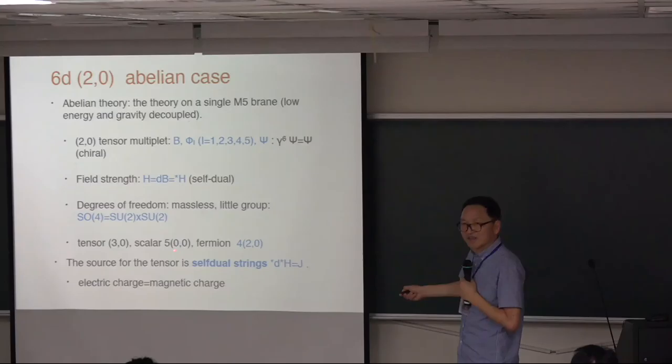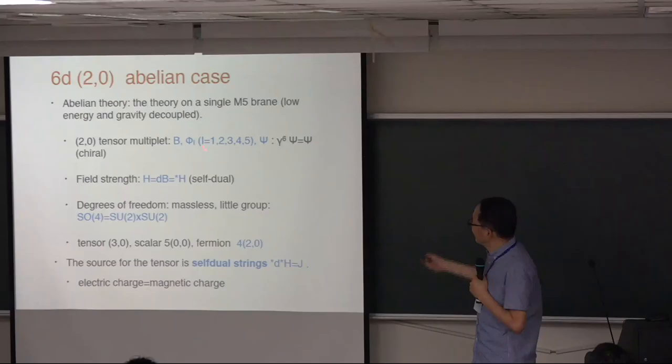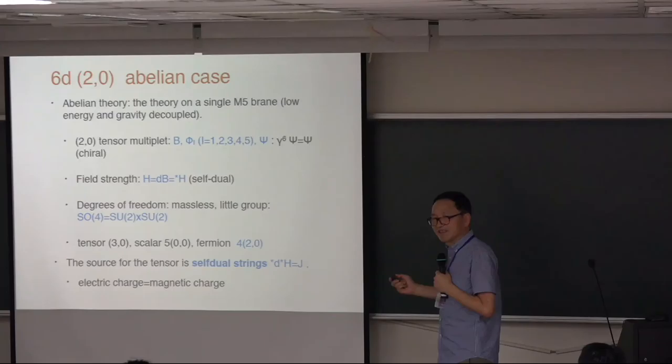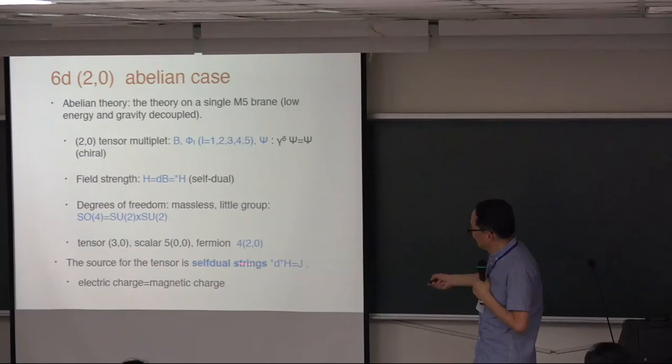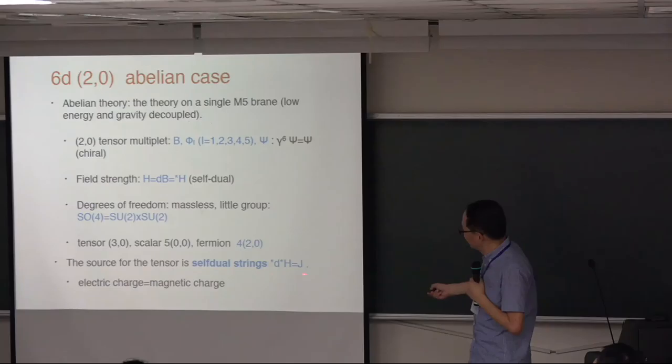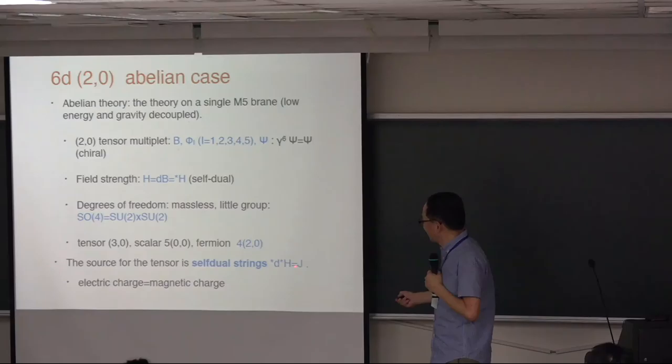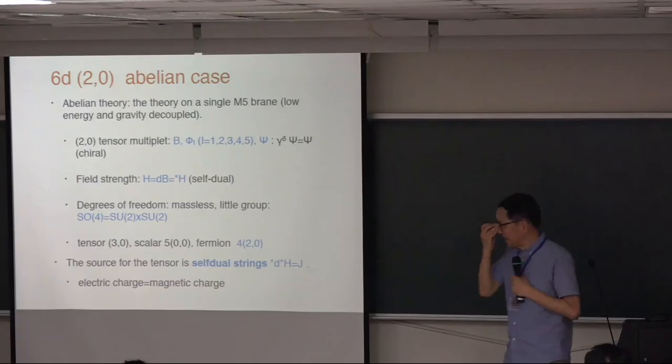Now, you can have an M2 brane ending on an M5 brane as a sort of Wilson line operator or surface operator. If you have a point particle, it's coupled to a gauge field, a one-form field. But here the M2 brane is acting as a string, and the string is coupled to a two-form tensor field. The generalization of the Maxwell equation is like this. Because the field strength is self-dual, this M2 brane on the M5 brane carries both the same electric and magnetic charge. So it is a self-dual string in that context.